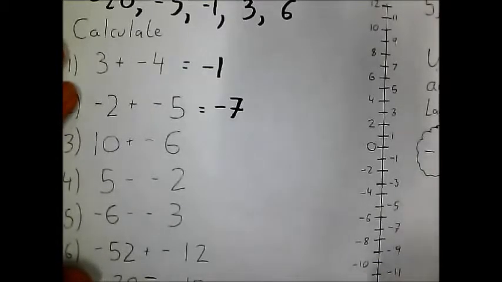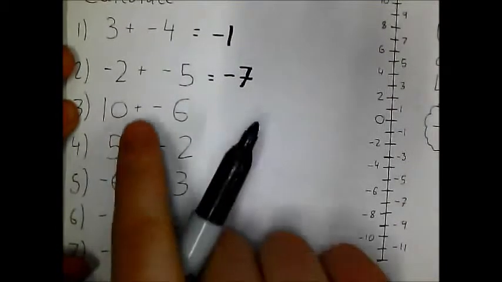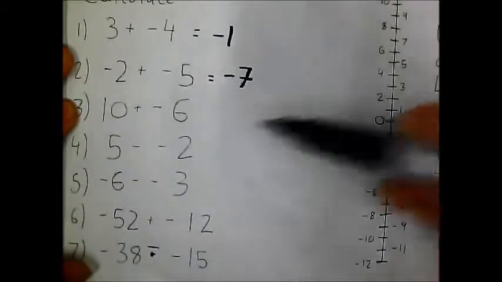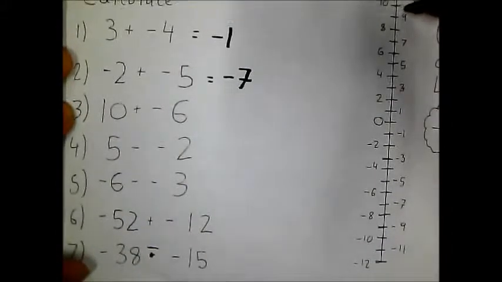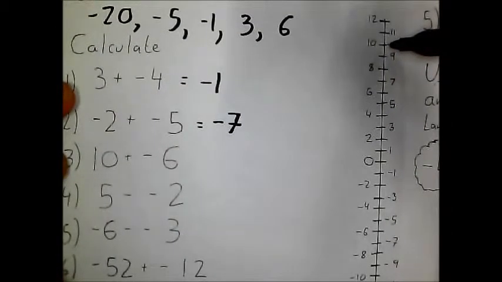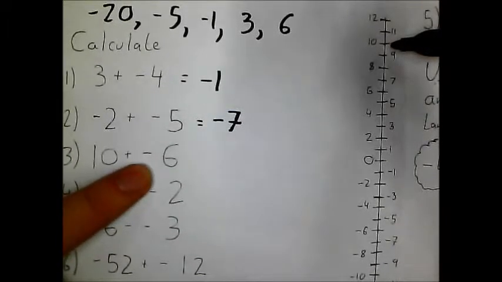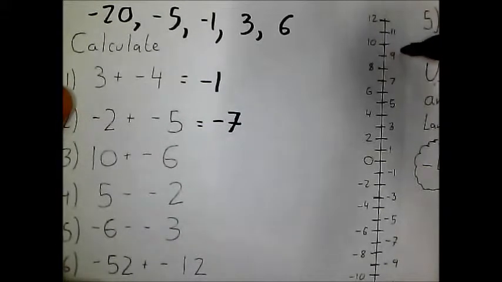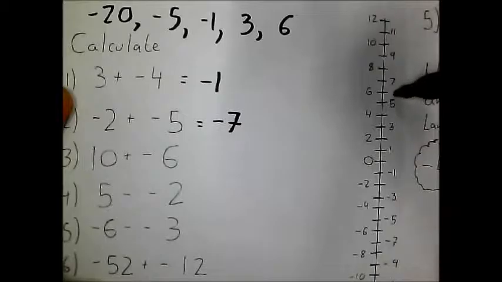Okay, the next one, number 3, I'm adding negative numbers. I'm going to start at positive 10 up here, and I'm then going to go down by 6, because adding a negative number makes it go down by 6. 1, 2, 3, 4, 5, 6, I end up at 4.